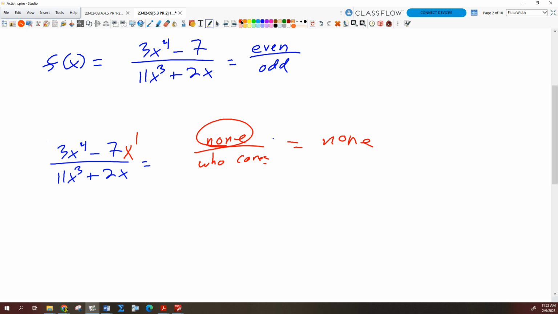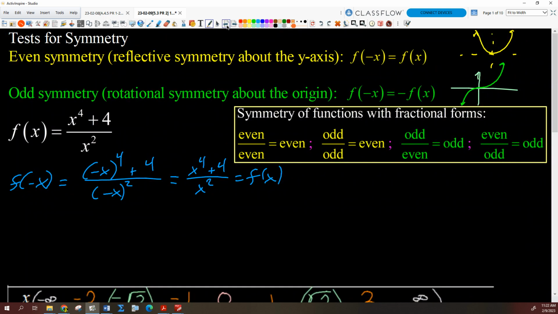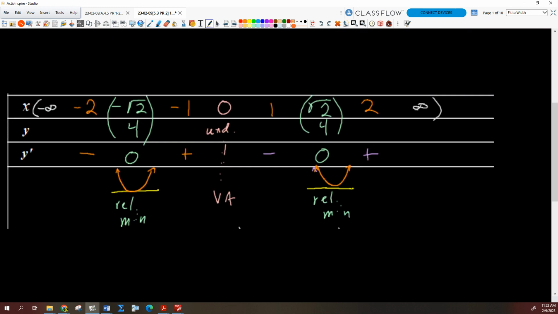Okay, so what's the advantage of this? What's the advantage of this symmetry? Well, we know this one's going to be even over even, which is even. Look, we could have made our work a lot simpler, right? How could we have cut our work in half? I'll give you a hint.